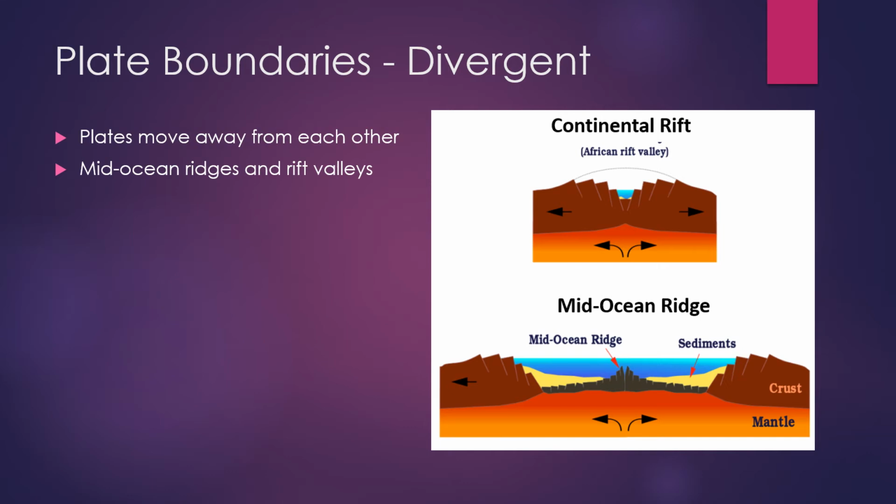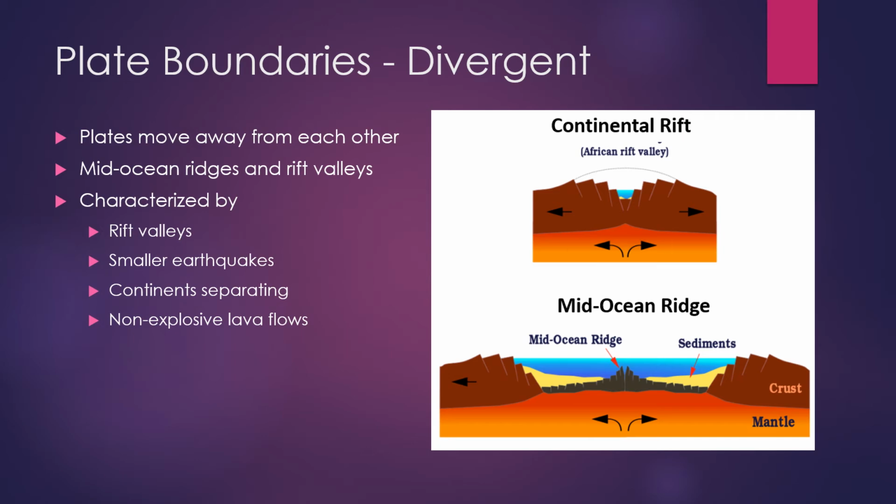When a divergent boundary exists on a continent, it creates a continental rift or rift valleys. A notable example is the Great Rift Valley in East Africa, shown on the top of our figure here. As the continent continues to pull apart, the crust thins and the area between the plates is often lower in elevation. Eventually, the continent will split from itself and form a narrow ocean basin, like the Red Sea, which is located between Africa and the Arabian Peninsula. Divergent boundaries are characterized by things such as rift valleys, smaller earthquakes, the separating of continents, the separating of oceans, and non-explosive lava flows.